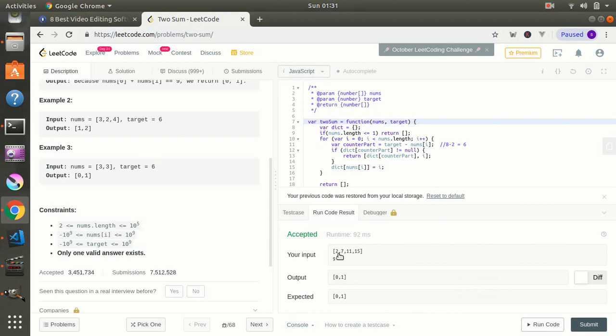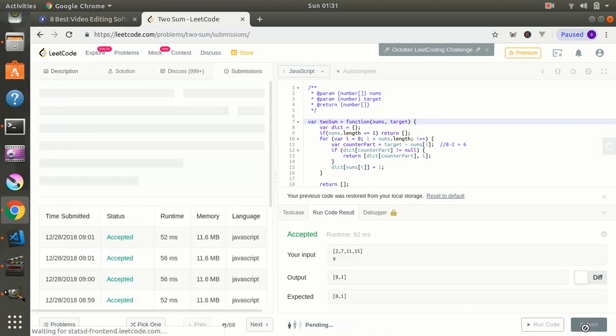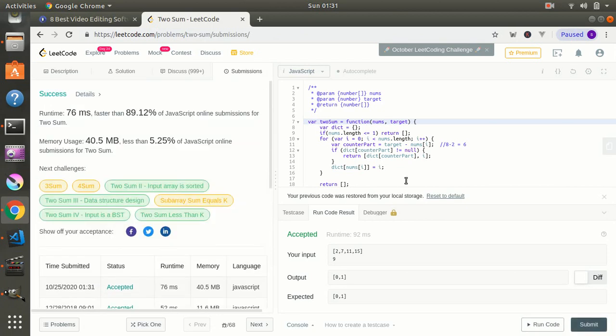Okay, so we're given the array 2, 7, 11, 15, and target is 9, and because 2 and 7, the first 2 elements, add up to 9, we return the indices of those 2 first elements, which is 0 and 1. So the expected output matches. Let's submit. And there you have it.